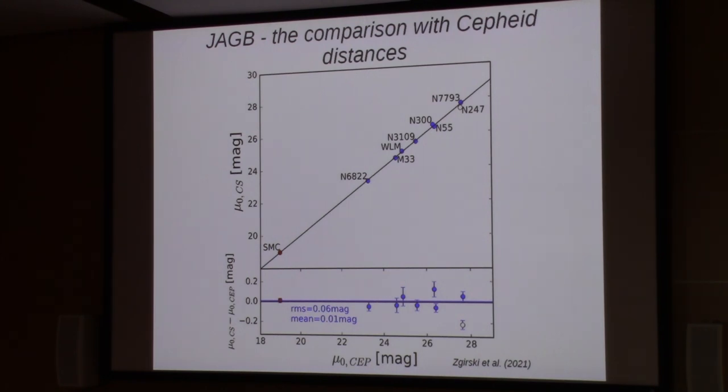So I guess this galaxy can also be used for the calibration of supernovae. Not yet, but they will. They are already observed using the James Webb Space Telescope. So they will definitely be used. We already anticipate these calibrations.